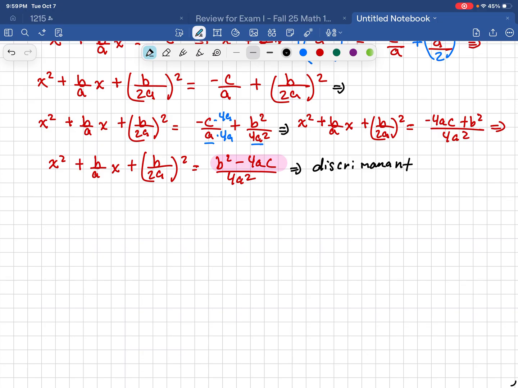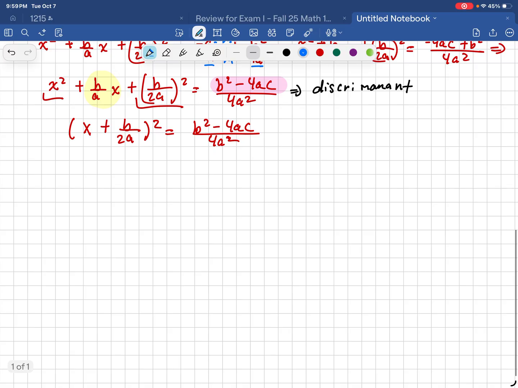Okay, so now that we're here, we're going to factor. So this will become x plus b over 2a, squared, is equal to b squared minus 4ac over 4a squared. Now, what I usually get is, wait, what happened? Where is that b over a? Well, it's still there. It was just hidden.